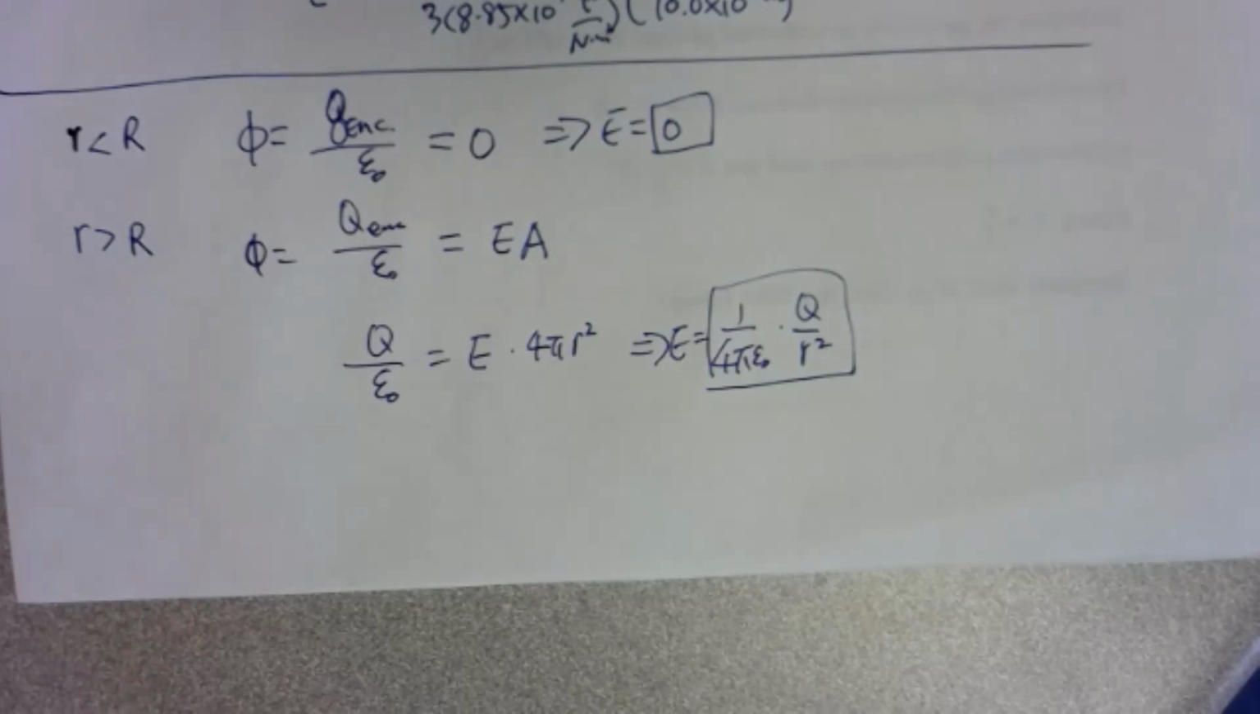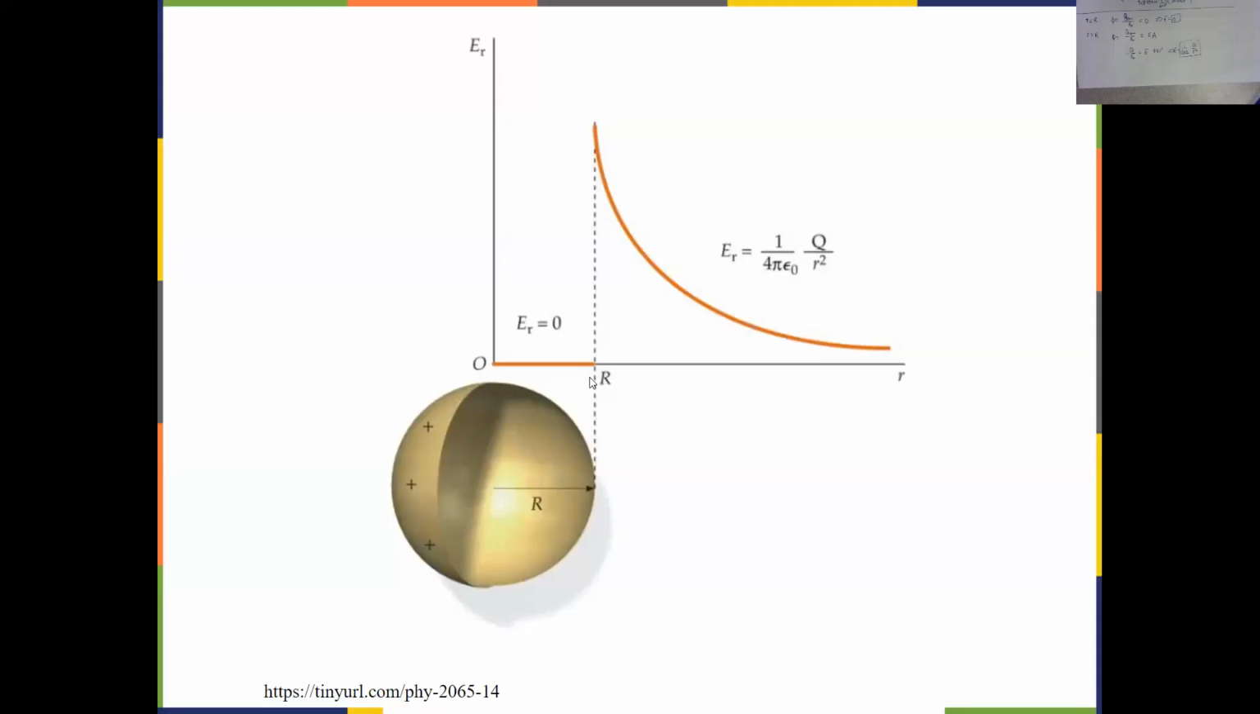So if you plot it, this is what you get. Inside the sphere, the E field is equal to 0. Outside the sphere, it is 1 over 4 pi epsilon naught times the total charge over r squared, so that decreases down. And on the surface, you can say it's that number. Just replace the small r by capital R. That's what you get.